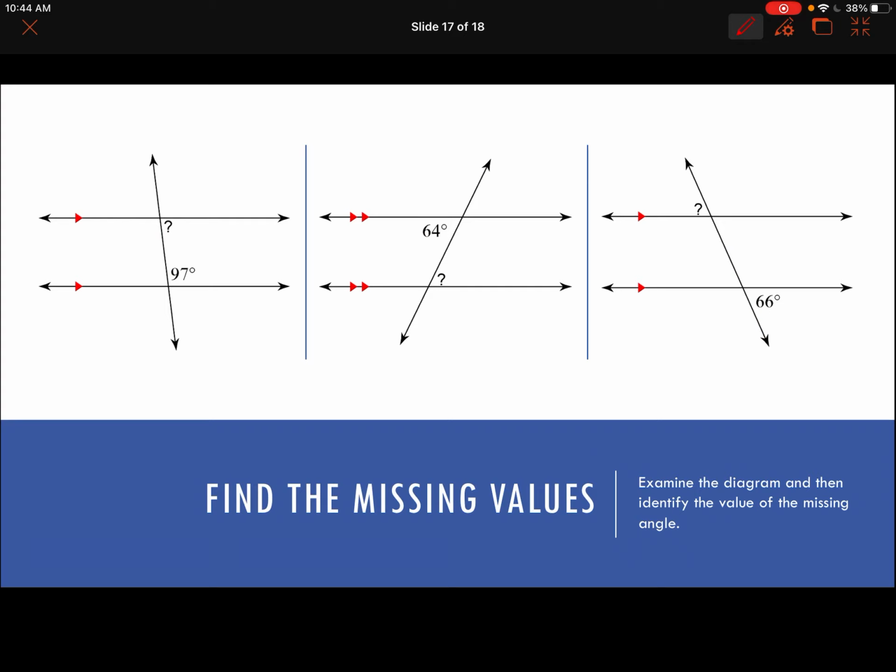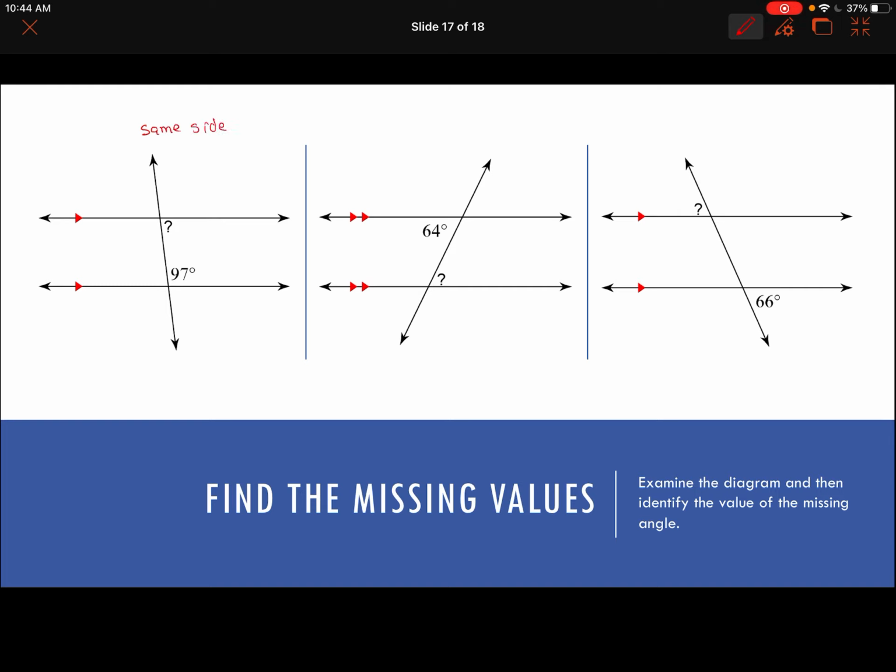So now pause the video and see if you can determine the value of the missing angle. Again, you should apply the concept of alternate interior, alternate exterior, corresponding, same side interior, or same side exterior to reach your answer. Okay, so for the first one, we have same side interior.